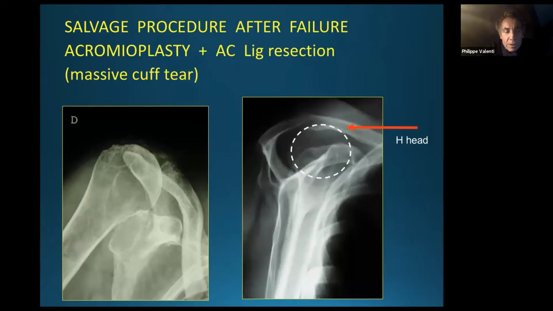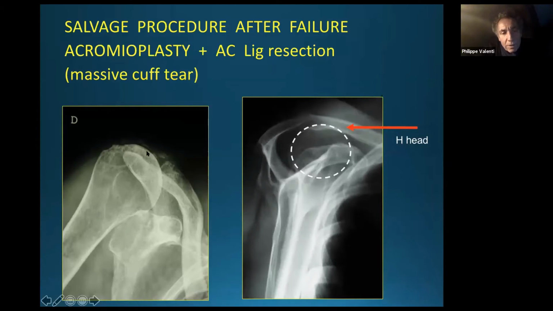Sometimes you make a mistake because you have a massive cuff tear and you did an acromioplasty and cut the AC ligament. It's a bad way because you have a superior migration of the humeral head just under the skin with a paralytic shoulder. And you see these X-rays. When you do a reverse arthroplasty, it's very, very difficult because you see that the distance between the definitive position of the reverse arthroplasty is 5 or 7 centimeters. And many times you have a risk of axillary palsy or radial palsy.